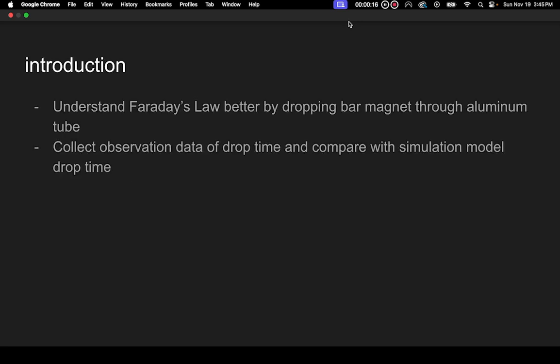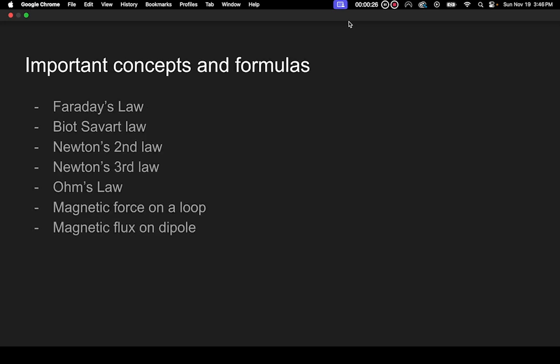In the introduction, the purpose of the lab was to understand Faraday's law better by dropping a bar magnet through an aluminum tube, collecting observation data of the drop time, and comparing it with the simulation model drop time. Important concepts used were Faraday's law, Biot-Savart's law, Newton's second and third law, Ohm's law, the magnetic force on a loop formula, and the magnetic flux on a dipole formula.